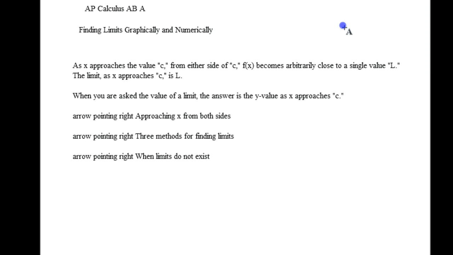This is straight from the book. As x approaches the value c from either side of c, f of x becomes arbitrarily close to a single value L. It's just like the secant line problem. We got closer and closer to point Q. The limit as x approaches c is L. When you're asked to find the value of a limit, the answer is the y value as x approaches c.